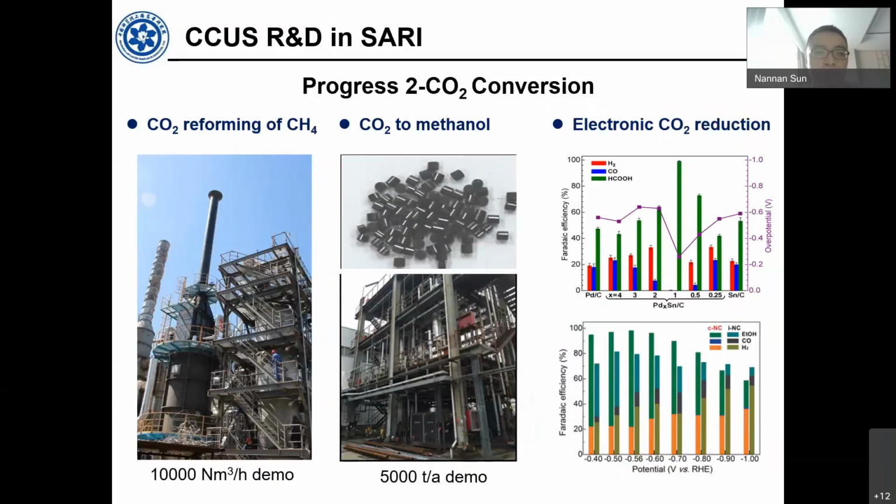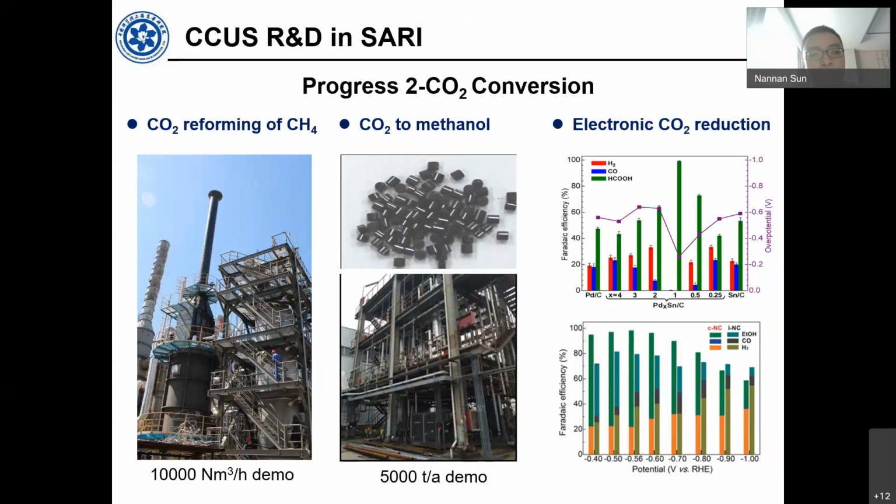The second progress from our team is the chemical conversion of CO2 to different kinds of chemicals. For example, the CO2 reforming of methane to syngas. The importance of this process is that it can be coupled with coal chemistry, because coal chemistry is very important for China. We are rich in coal, but poor in oil, so we have to develop coal chemistry. This process can be perfectly coupled with coal chemistry, and we can reduce CO2 emission and produce useful products.